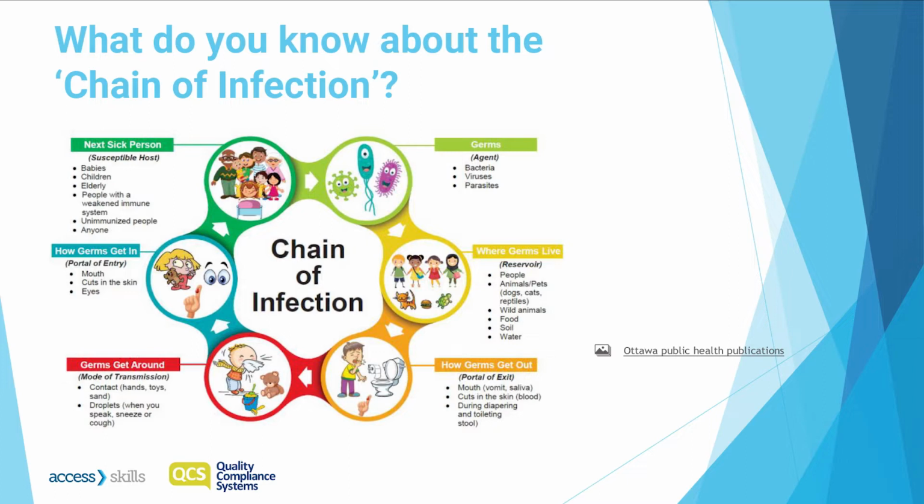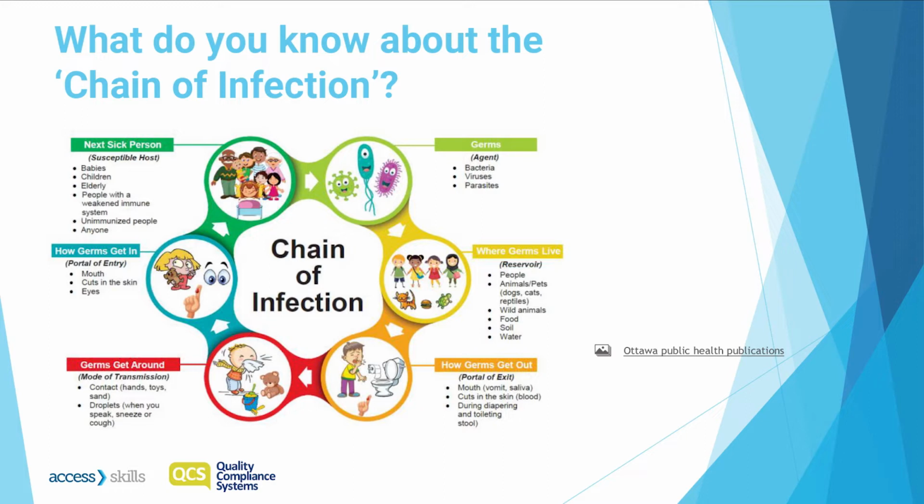They live on people, animals, both domestic and wild, food, soil and water. They can also live on hard surfaces like door handles, etc. How do germs get out? This is called the portal of exit. This can be from the mouth via vomit and saliva, cuts in the skin and blood, and during going to the toilet. How do germs get around?